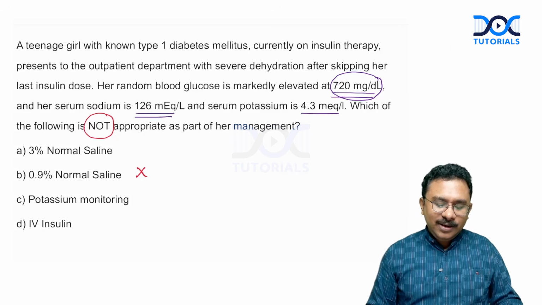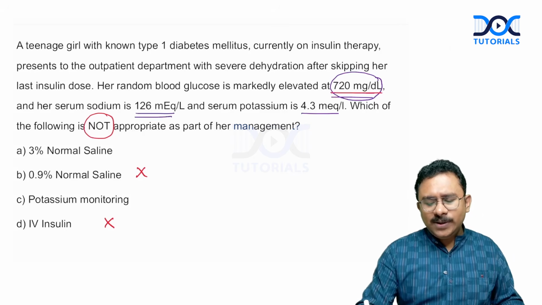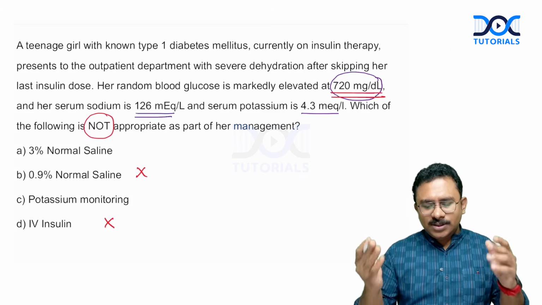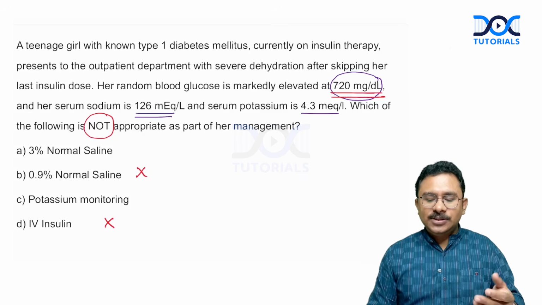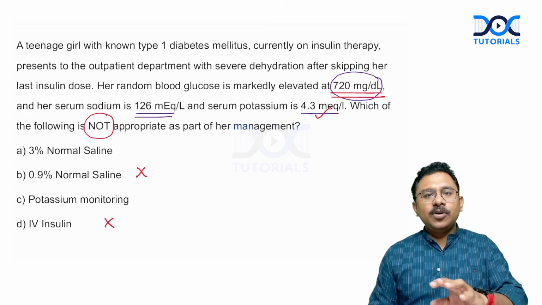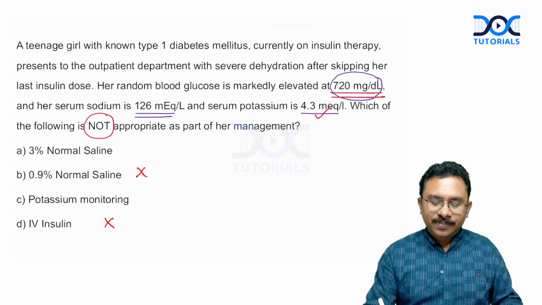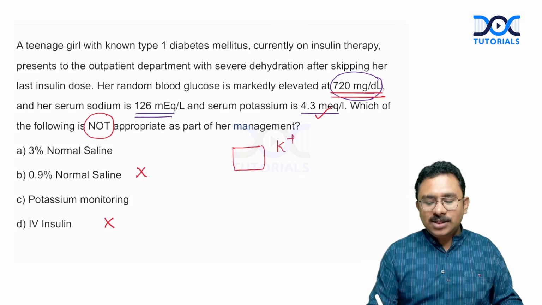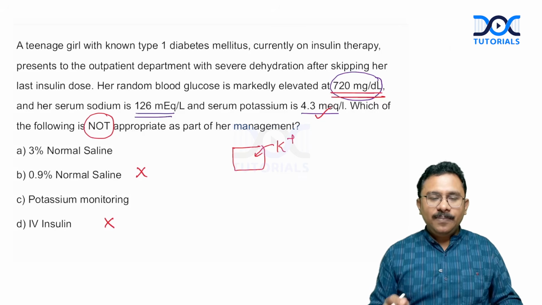And what about IV insulin? Insulin is also an important part of the management, especially with blood sugar being skyrocketing high. And coming to potassium monitoring, when you administer insulin, although the potassium level is normal now, it's not that potassium monitoring is not required. When you go for an IV insulin administration, what can happen is that there is a chance of redistribution of potassium from the ECF to the ICF, resulting in hypokalemia, because of which you will have to monitor the potassium.